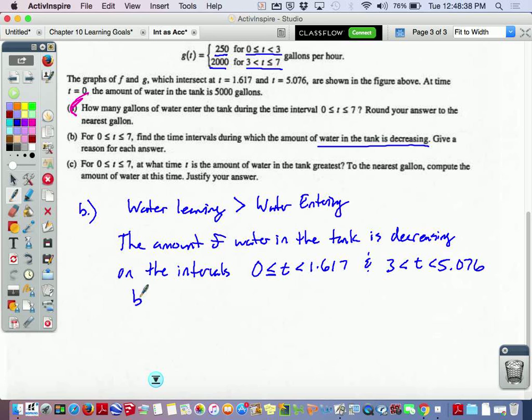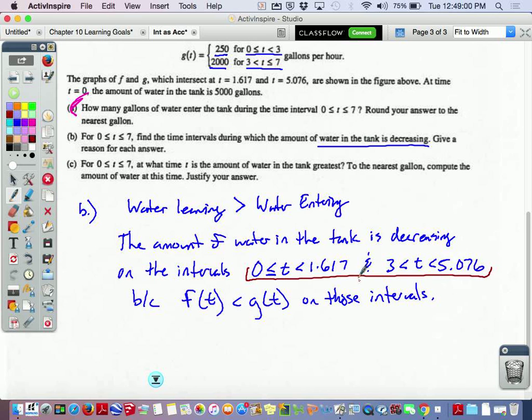We give the intervals because f of t is less than g of t on those intervals. This is a 2-point question. You would get 1 point for having both intervals correct. And then you've got 1 point for your rationale. So 2 points for part B, 2 points for A. That leaves 5 points for question C.